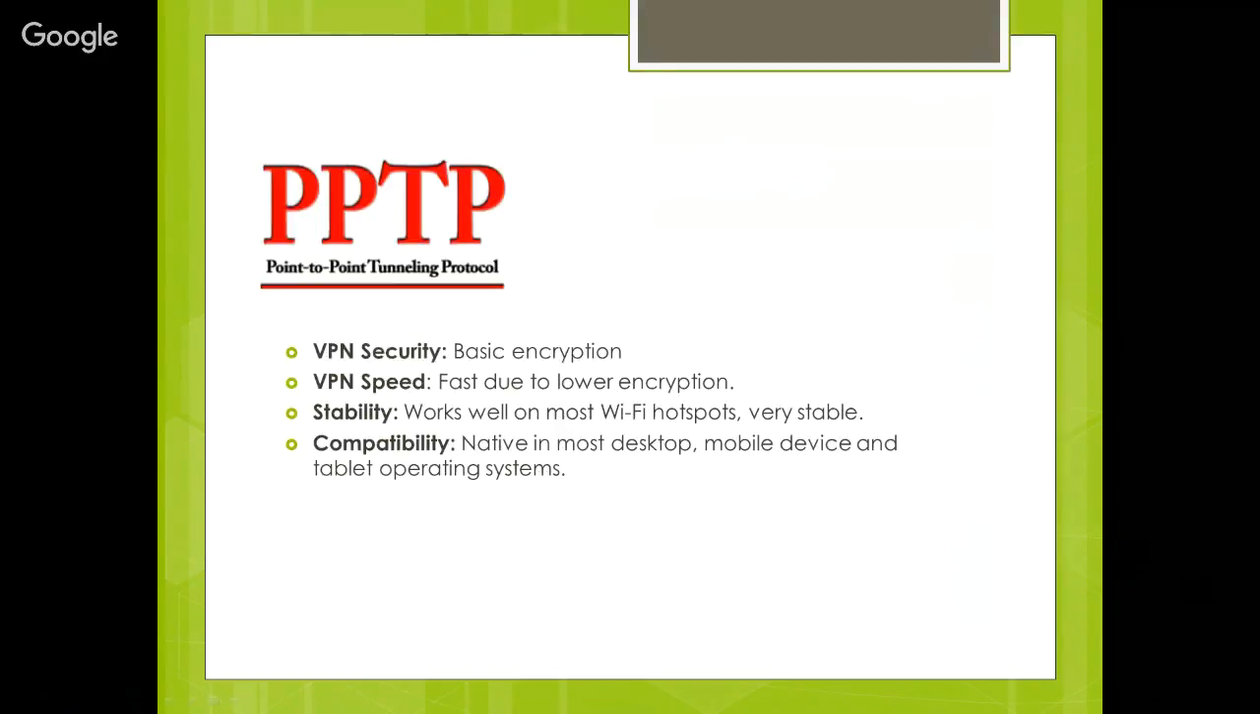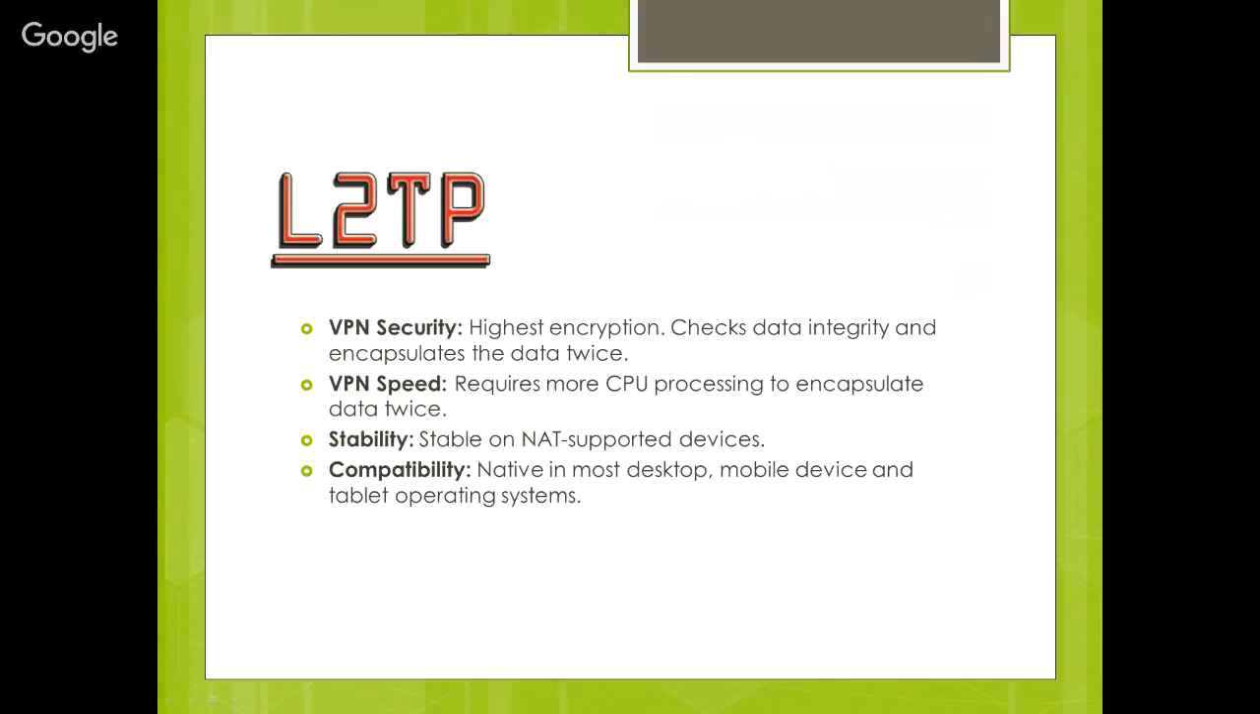First, PPTP is a fast, easy to use protocol. It is considered a good choice if OpenVPN isn't supported by your device. L2TP is a good choice if OpenVPN isn't supported by your device and security is the top priority.